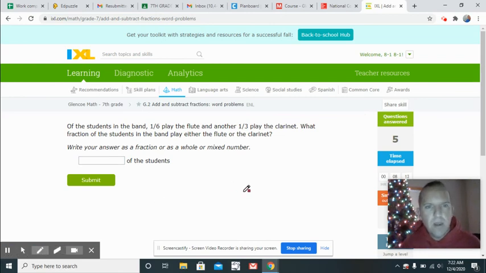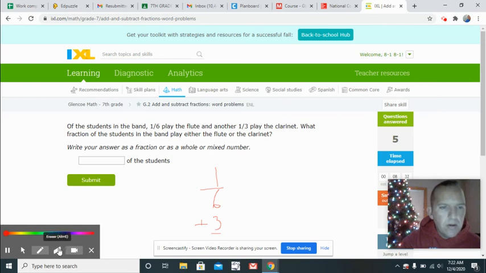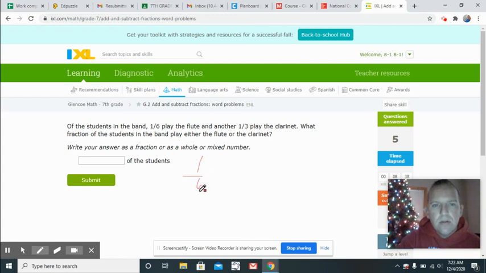Of the students in the band, 1/6 played the flute, another 1/3 played the clarinet. What fraction of the students in the band play either the flute or the clarinet? That's an addition problem. So we have 1/6 plus 1/3. And let me go ahead and clear it since I don't have enough room. 1/6. Notice I stack my fractions. I believe it's a lot easier this way.